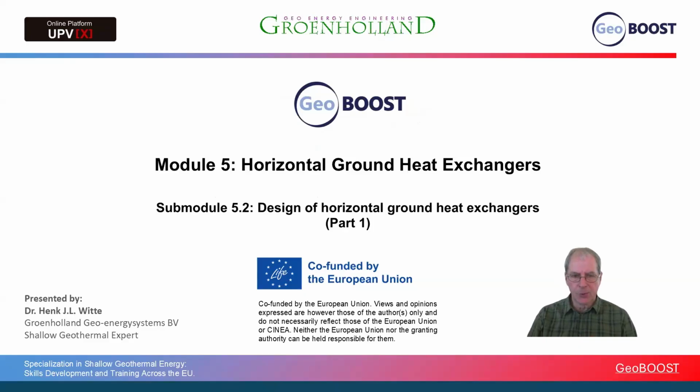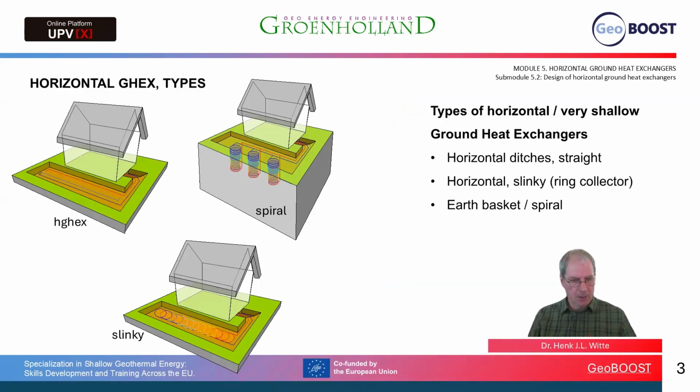In the previous module 5.1, we looked at different types of horizontal heat exchangers and the effect of soil thermal parameters. In this presentation, we'll focus more on the design aspects, the design methodology of horizontal ground heat exchangers. As we showed in the previous presentation, we can distinguish several types of ground heat exchangers. The most well-known are horizontal, slinky or ring collectors, and spiral type heat exchangers, and we'll consider each of those in this presentation.